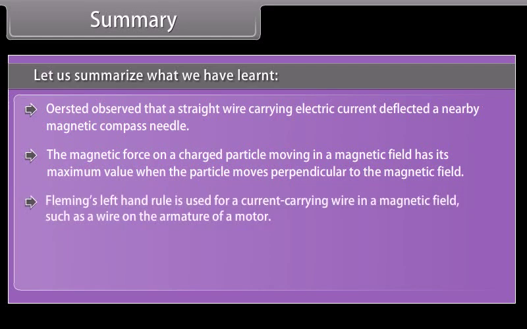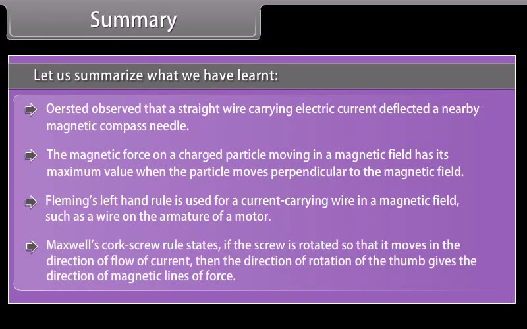Fleming's left-hand rule is used for a current-carrying wire in a magnetic field, such as a wire on the armature of a motor. Maxwell's corkscrew rule states that if a screw is rotated so that it moves in the direction of flow of current, then the direction of rotation of the thumb gives the direction of magnetic lines of force.